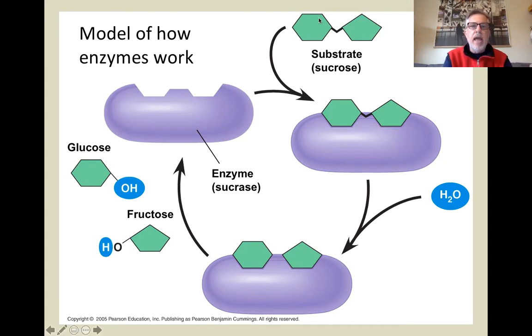Here we see the enzyme Sucrase, which is going to take the molecule sucrose, which is a disaccharide, meaning it's composed of two separate sugars. Sucrose, you'll remember, is table sugar, and break it down into its two component sugars, glucose and fructose. Let's see how that works. The sucrose binds to the active site, and then using water, the enzyme breaks the sucrose into two separate sugars, fructose and glucose. They are released, and the enzyme is able to work again.